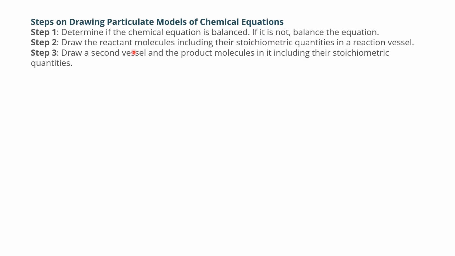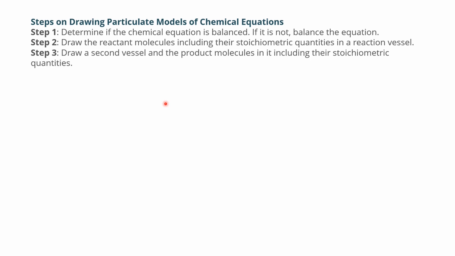Now let's see what are the things which we need to keep in mind wherever we are asked to draw the particulate models of chemical equations. The first thing is that if any equation is given, you have to see if it is balanced or not. And if it is not balanced, first of all, you need to balance that equation. The second step is to draw the reactant molecules, including their stoichiometric quantities, in a reaction vessel.